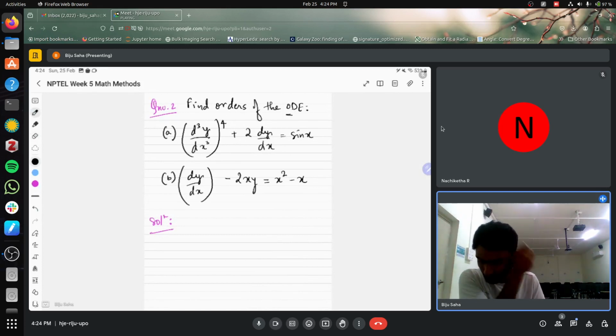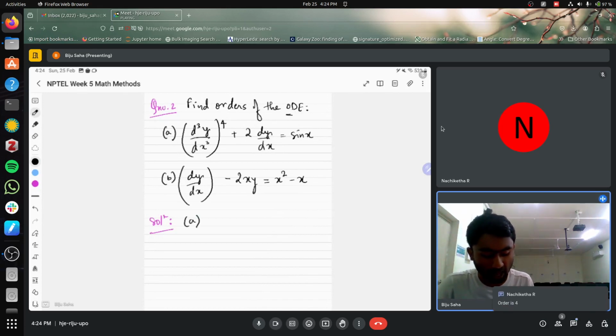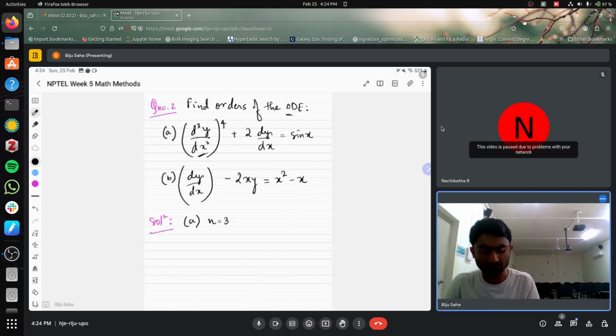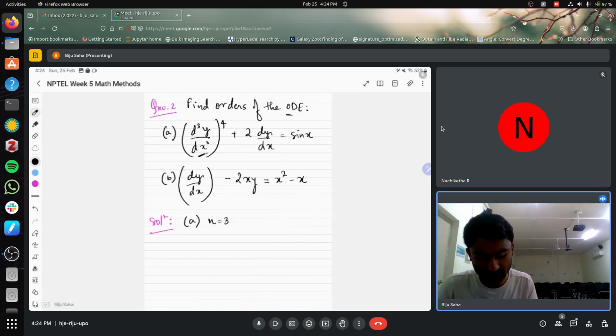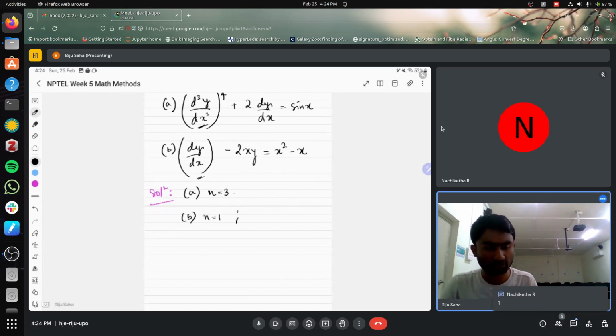So the ordinary differential equation from the first problem, the highest order of the derivative is 3. So that is the order of the differential equation. Can you guess the order of the next question? The highest order derivative is in the first term itself. So n is equal to 1. Yeah, absolutely correct.